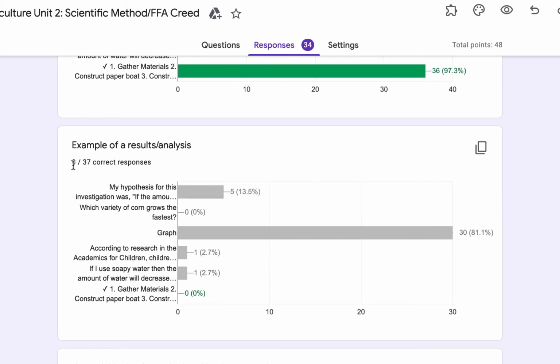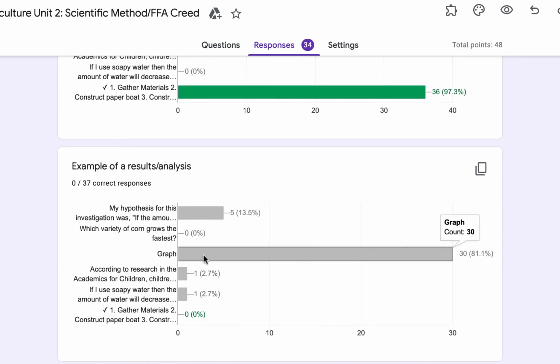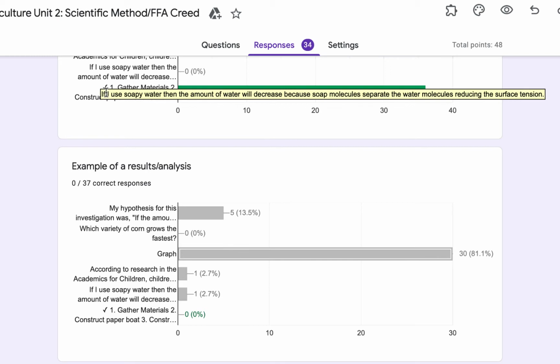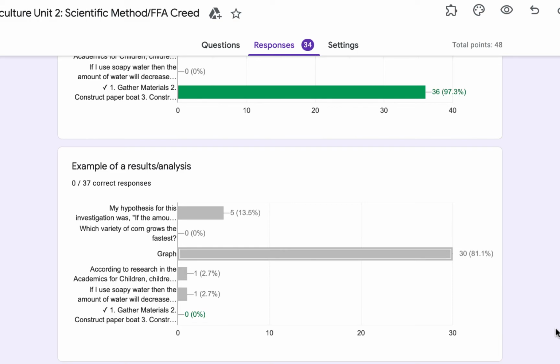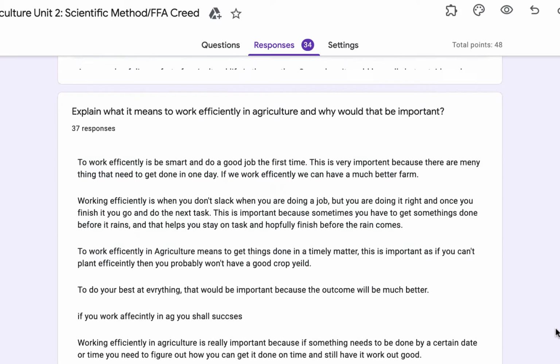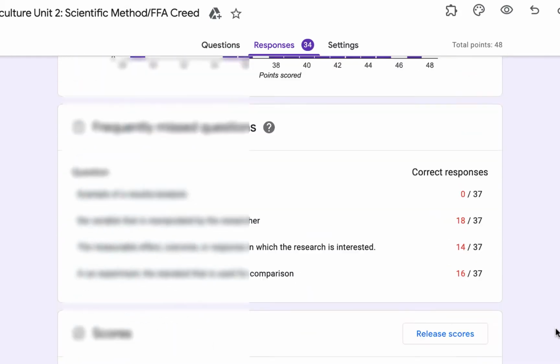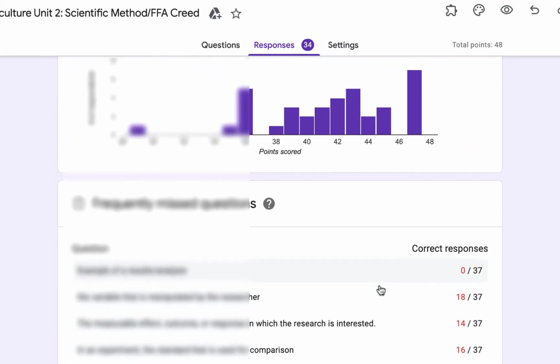Here's that one where no one got it right. The correct answer on this one would be graph, but it looks like I accidentally duplicated this one right here and then forgot to change the answer key on that. So I would want to go back onto my question and change that, and the scores will update. Okay, so we have those things where we could see that.